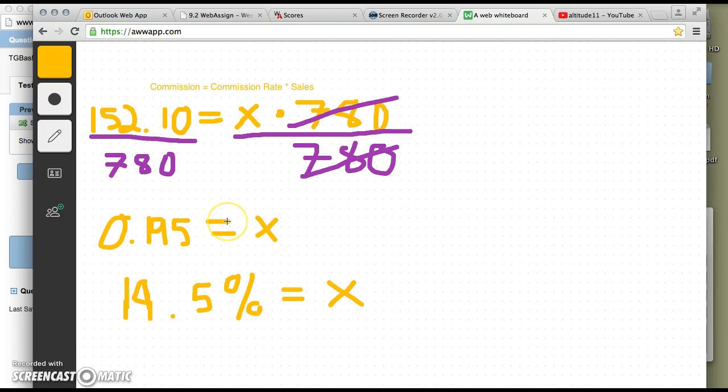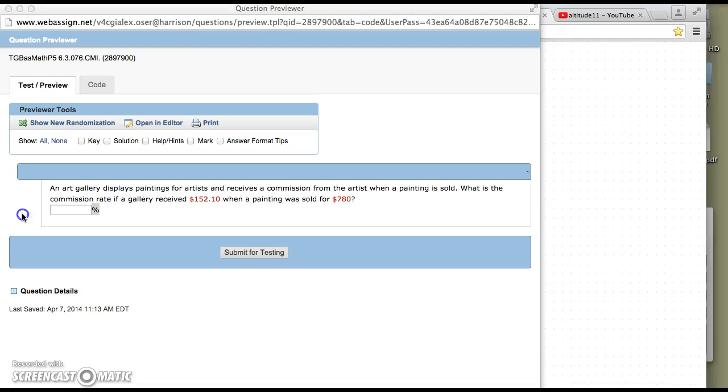So each time an artist sells a painting at our gallery, we are going to end up getting 19.5% on commission, right? They're going to have to pay us 19.5% of whatever they sold that painting for.